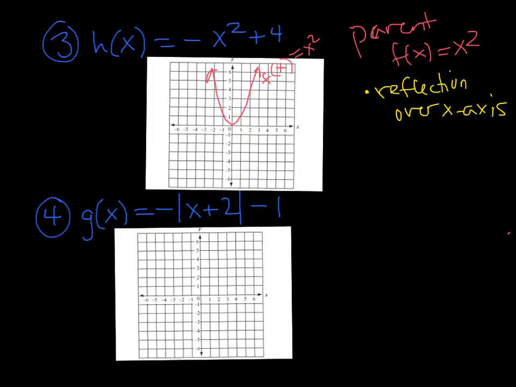So what we're going to do is first reflect it. Once we've reflected it, then we are going to move it up 4. So that's a vertical shift of 4. So my new vertex is actually going to be at 4. But now my graph is going to be the exact same shape of parabola, but it's going to be upside down. So this is my new function.